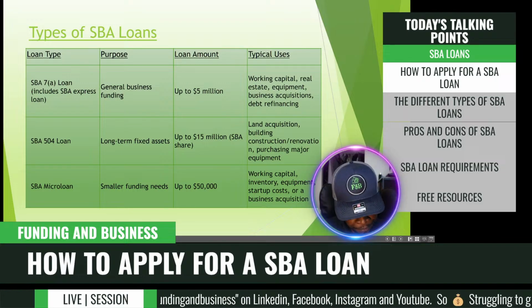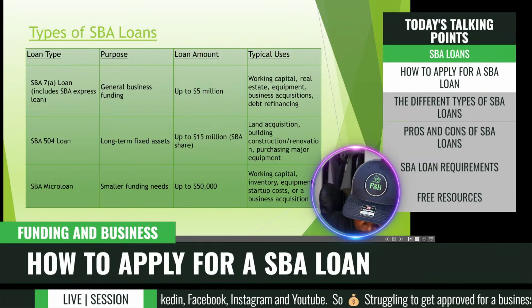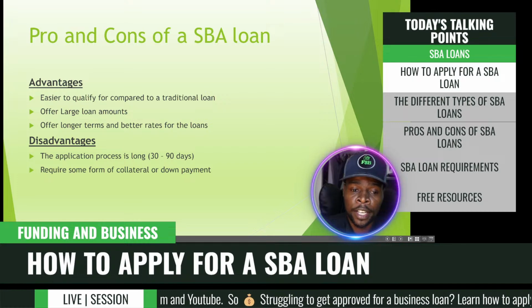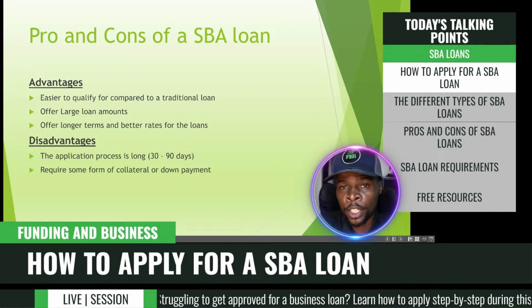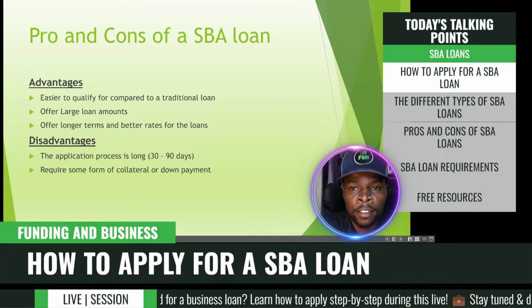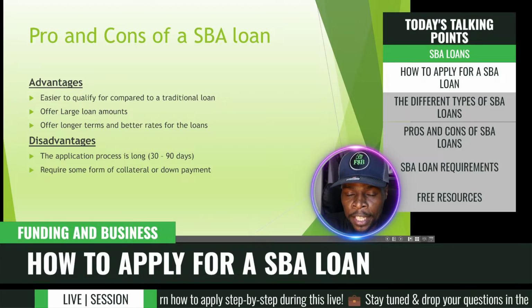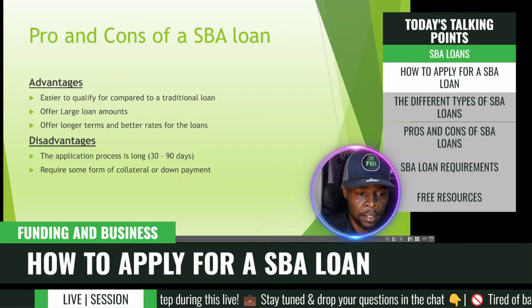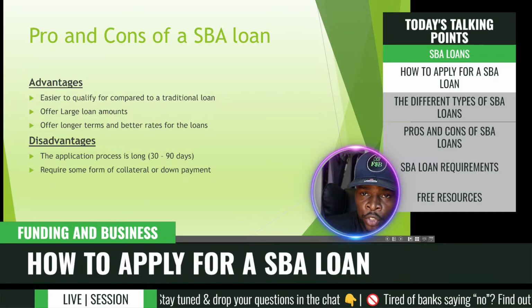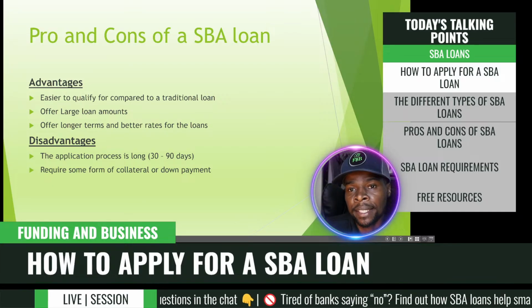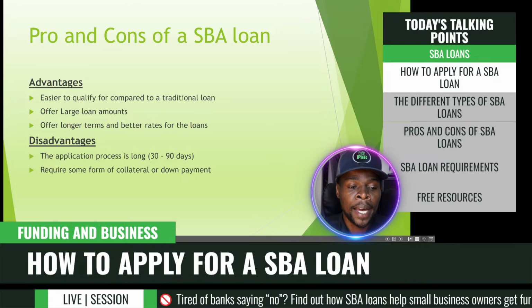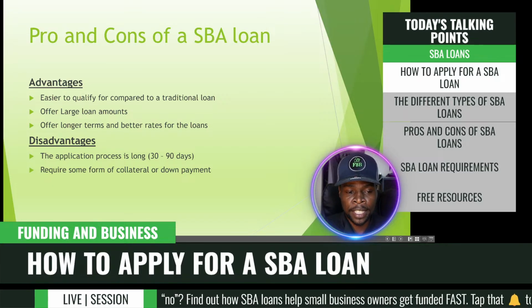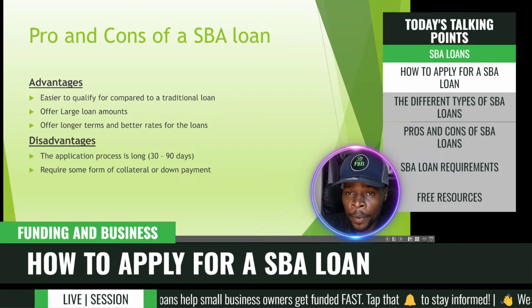Okay, now let's take a look at the pros and cons of SBA loans. I have to mention that the reason you have most of the pros is because the SBA, the Small Business Administration Agency, backs up the lenders. When they back up the lender, think of it like this: it makes it easier to qualify for compared to a traditional loan.